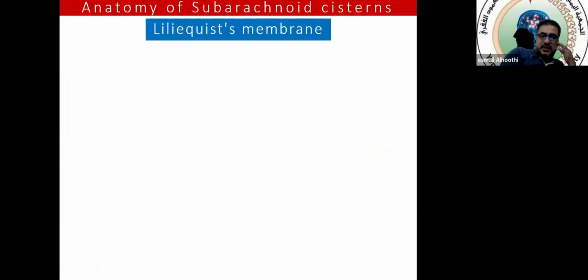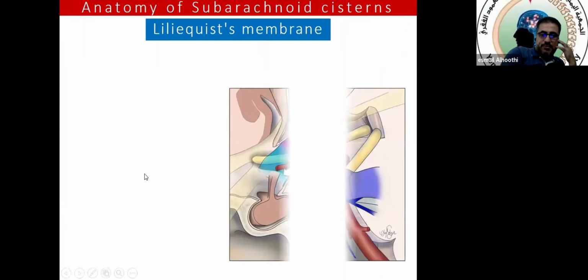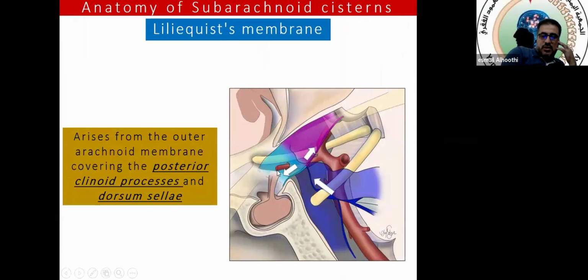Before we discuss the subarachnoid cisterns, I want to talk about the Liliequist membrane, which is an important landmark in the cerebral cisterns. The Liliequist membrane extends from the dorsal part of the diaphragma sellae, as we see here, from the dorsum sellae and the posterior clinoid process, and goes posteriorly, upward and downward, and divides into two leaflets.